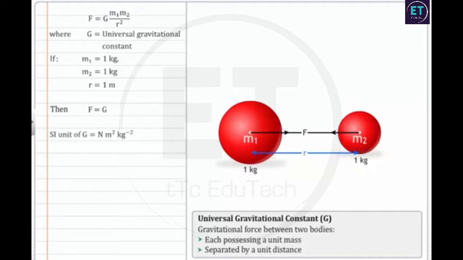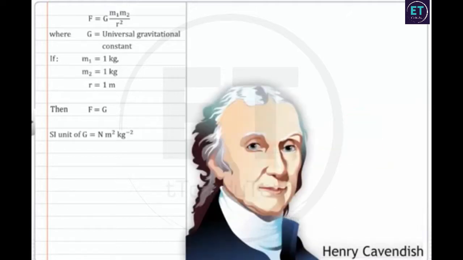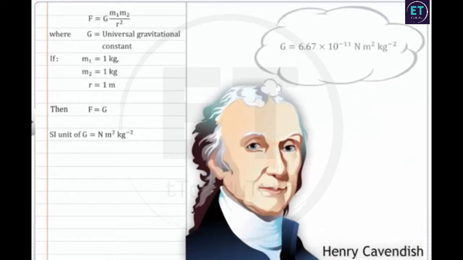The SI unit of the universal gravitational constant is Newton meter square per kilogram square. Henry Cavendish found the value of G with the help of a sensitive balance. G equals 6.67 times 10 raised to the power minus 11 Newton meter square per kilogram square.